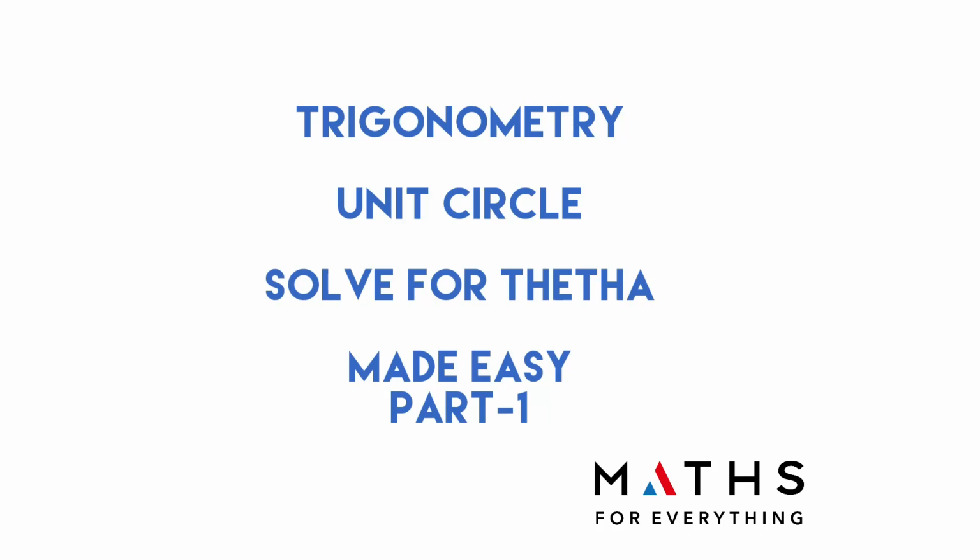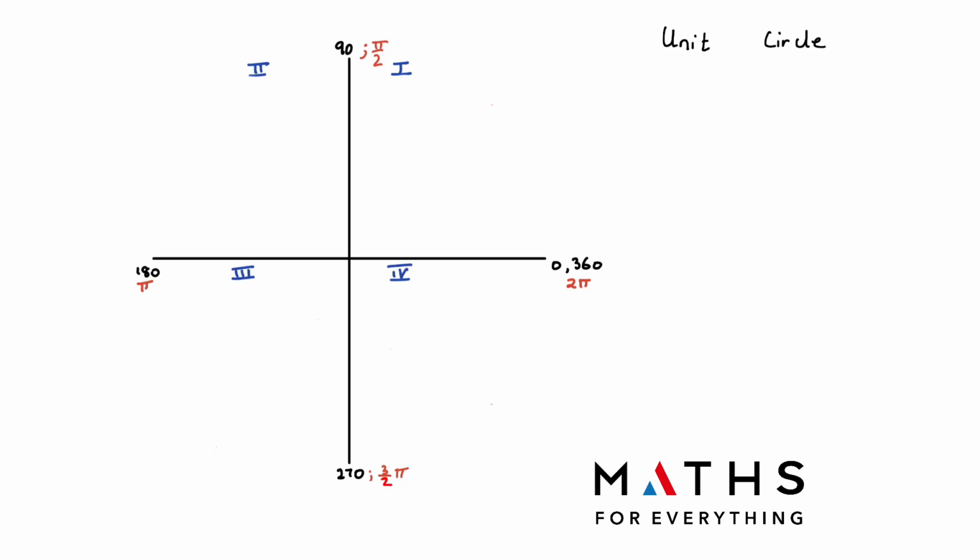Hi everyone. In today's lesson, we are going to learn how to solve for theta in trigonometry using the unit circle in a very simple and easy way. So let's start. This is our unit circle. We go anti-clockwise from 0 to 90, then 180, 270 and 360.